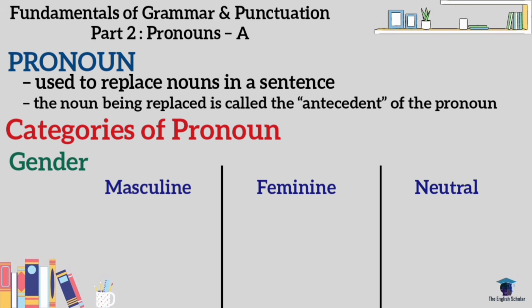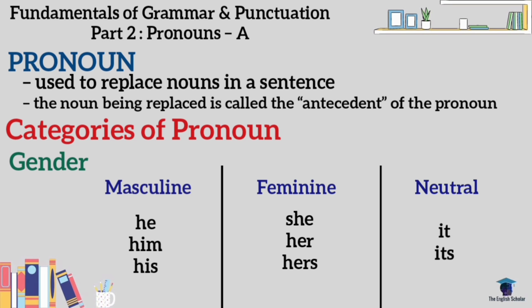For the masculine, we have he, him, his. When we talk about a man, boy, or male, it is understood that we use he, him, or his. For the feminine, we have she, her, hers. This is for woman, female, or girl.